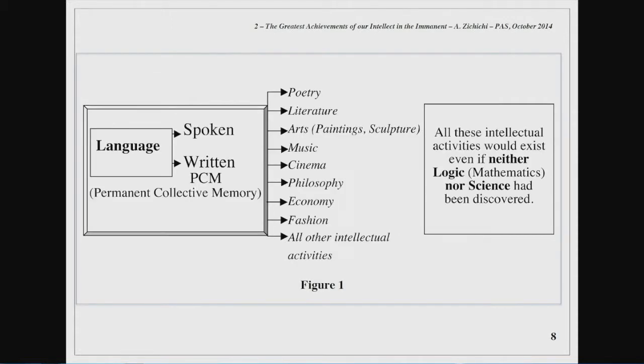What is language? It can be spoken or written, and the written one is permanent collective memory. We are the only form of living matter which has been able to produce permanent collective memory. Language means poetry, literature, arts, music, cinema, philosophy, economy, fashion, and all other intellectual activities. All these intellectual activities would exist even if neither logic, rigorous logic, better known as mathematics, nor science had been discovered.